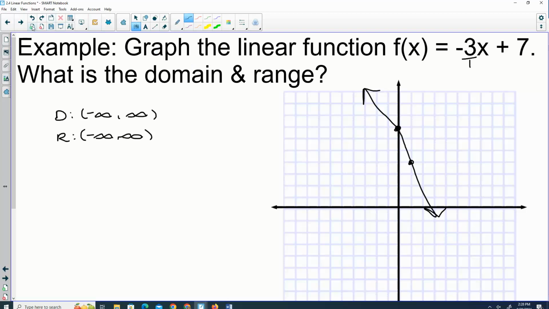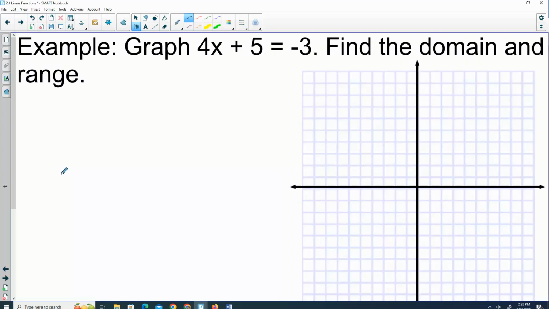All right. What if I gave you this one? 4x plus 5 equals negative 3. What do you notice about that? It's not in slope-intercept form. So slope-intercept is y equals mx plus b. So normally the first thing you do is rewrite it so it's y equals mx plus b. Can I do that? No, there's no y. Let's go ahead and just solve for x then.